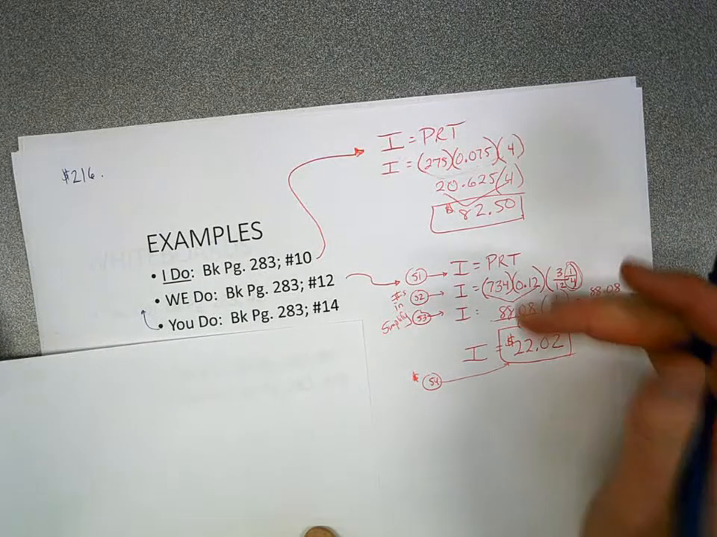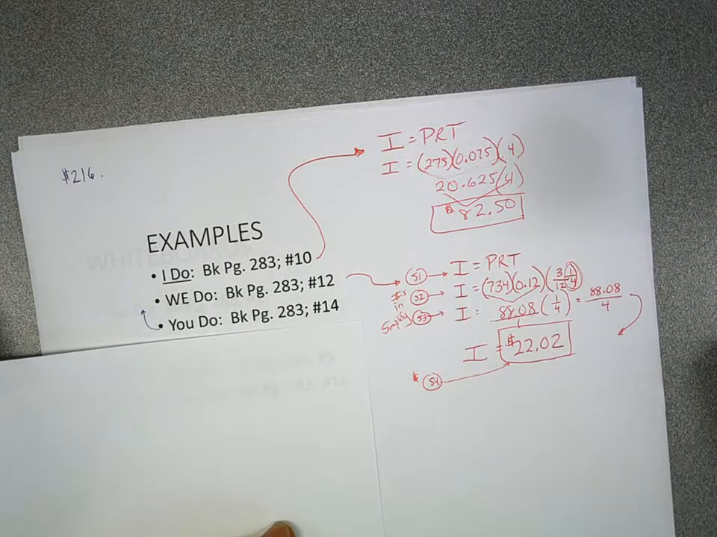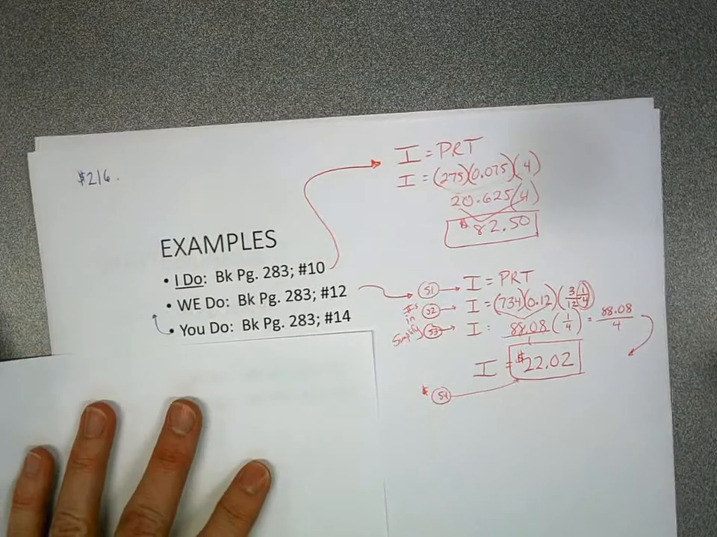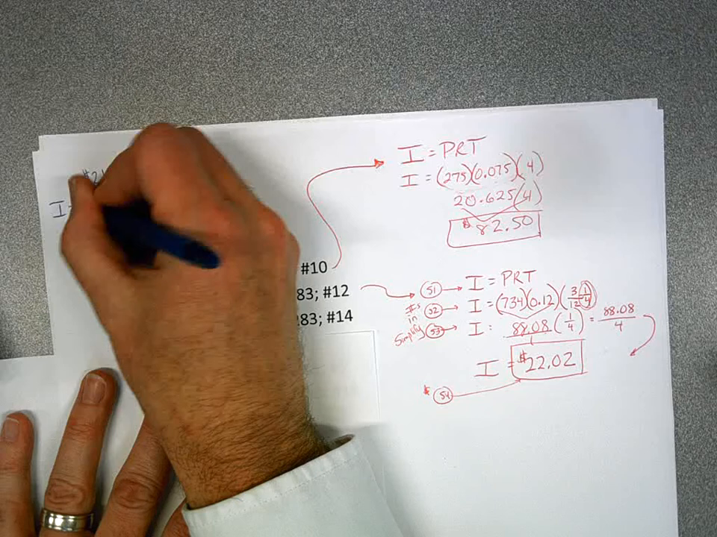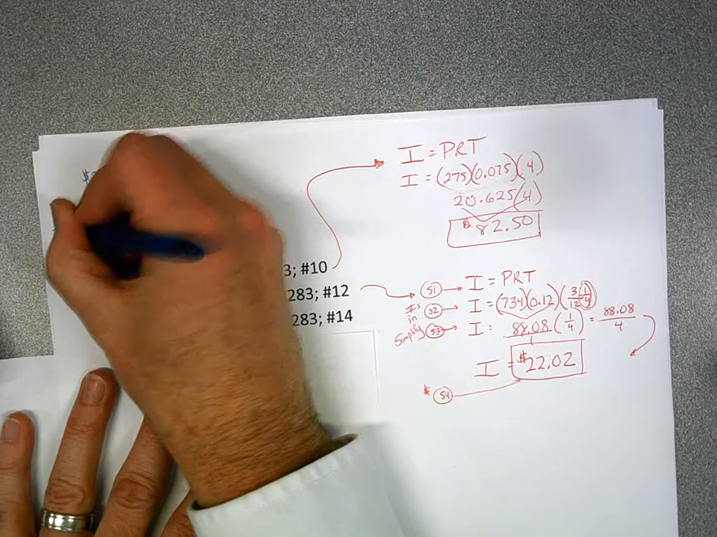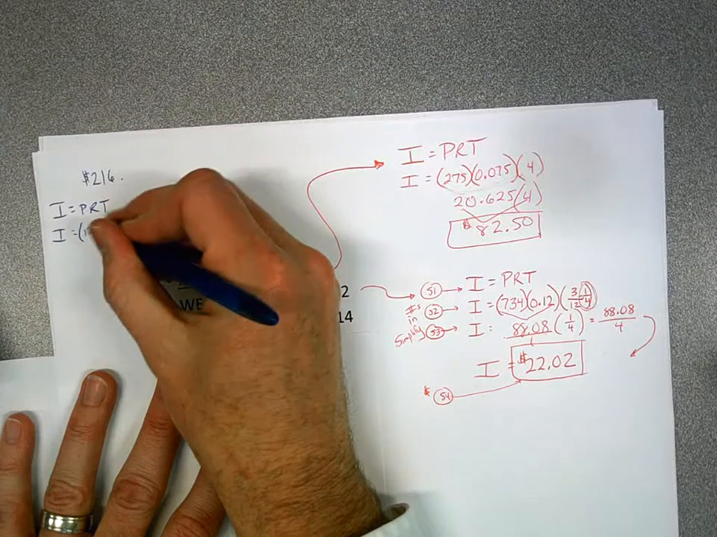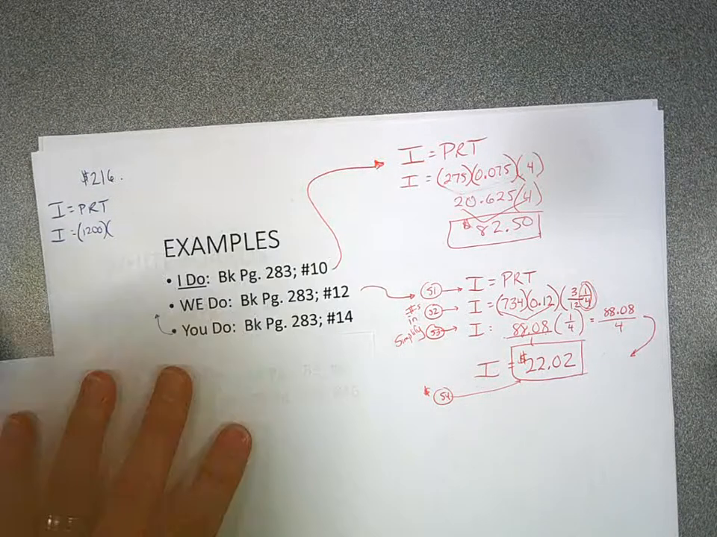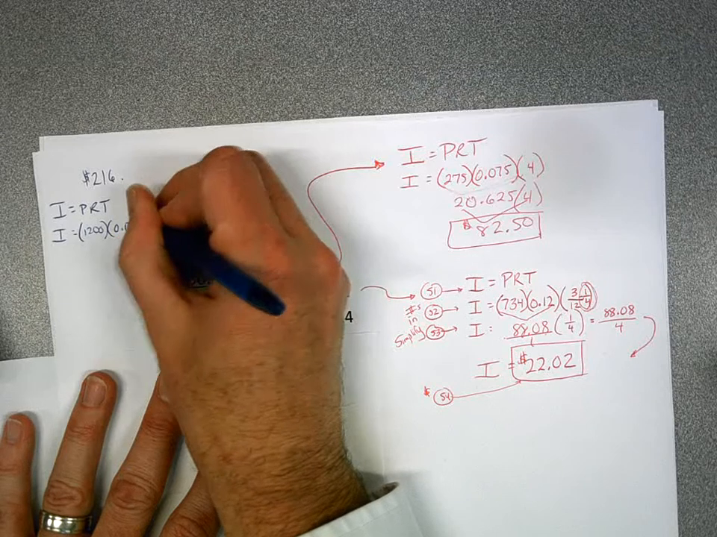Guys, any other answers out there you want to share? All right, well, let's check it out and see if you guys are right. So, I equals PRT. We have the interest, we have the principal, which is 1,200. We have the rate, right? Percent as a decimal, 6% is 0.06, right? And the time is, well, it's funny, right?